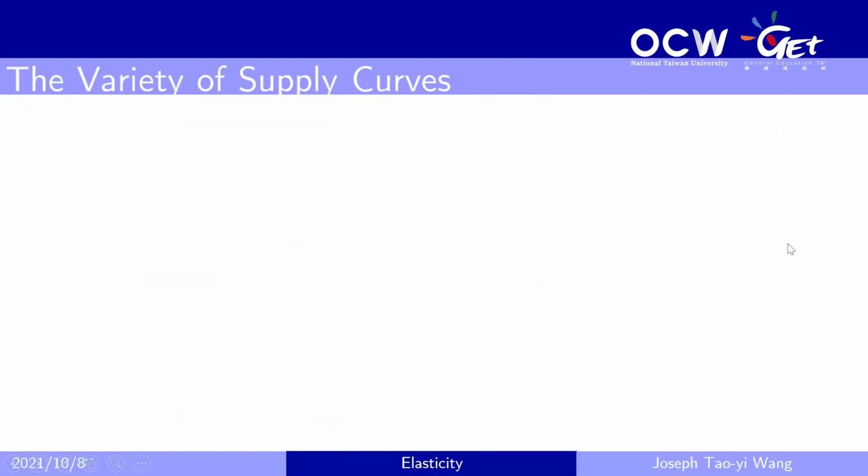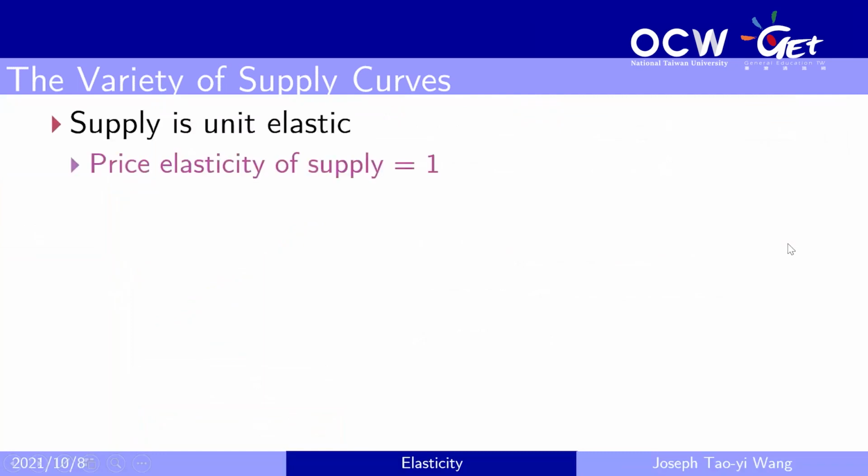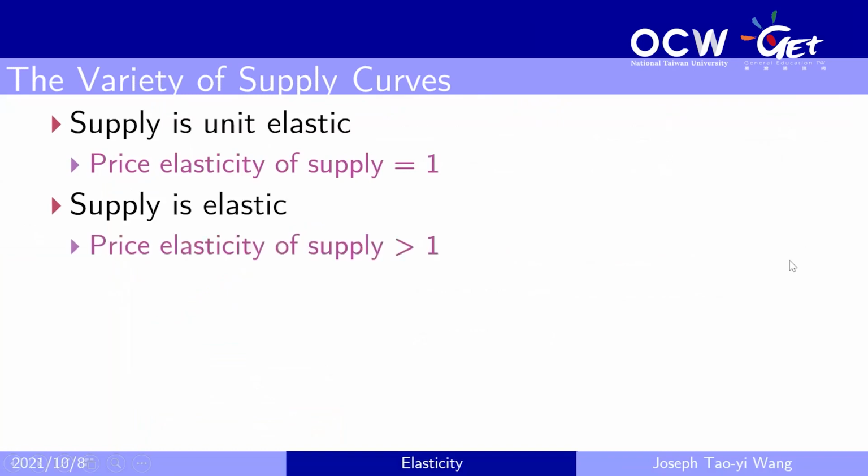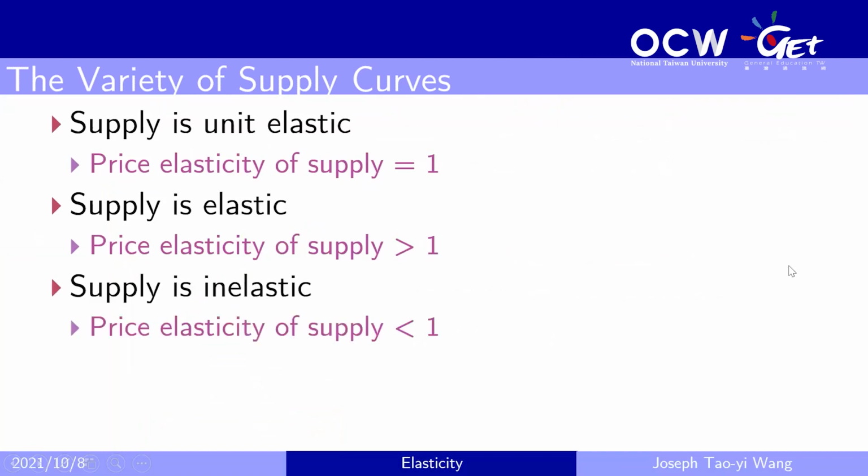Just like we have different demand curves, we can also have different supply curves. If supply is unit elastic, that means price elasticity equals 1. If supply is elastic, price elasticity is greater than 1. And if supply is inelastic, price elasticity is smaller than 1.